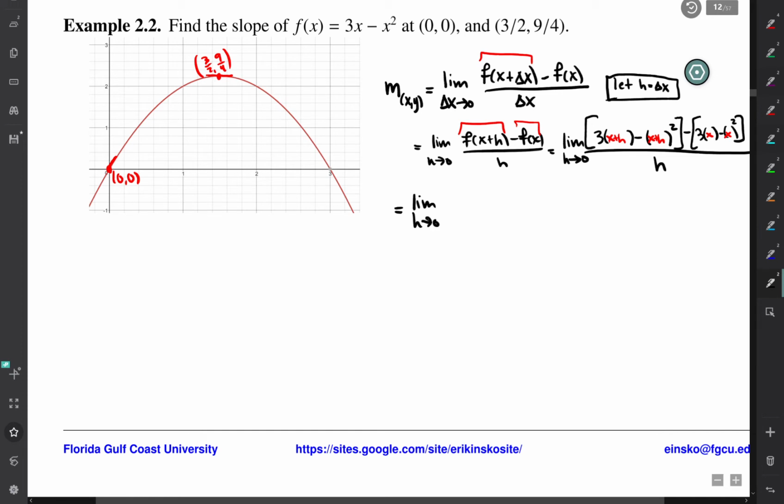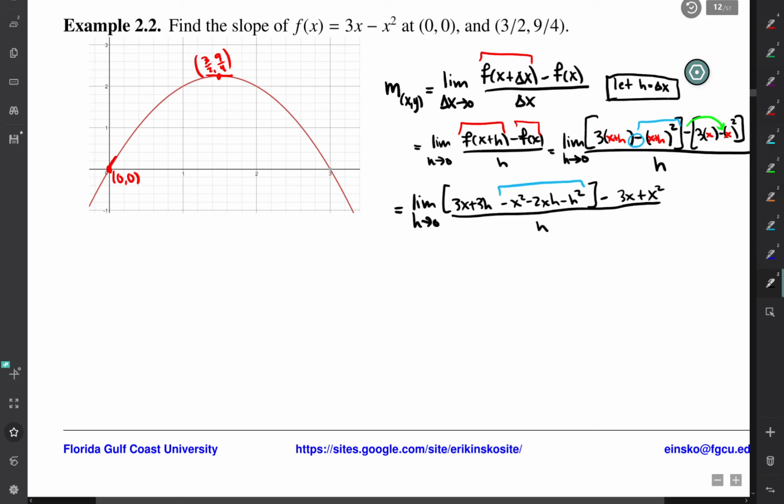I just do a little bit of algebra in this limit. I take 3x plus 3h minus x squared minus 2xh minus h squared. So this part right here, I'm just FOILing the x plus h squared and distributing that negative sign in. Okay? So that's the whole first part. And now I have minus 3x and then plus x squared. So all I did there to get this plus x squared is distribute that negative sign in. A negative times a negative is a positive. Okay, and this whole thing is over h.